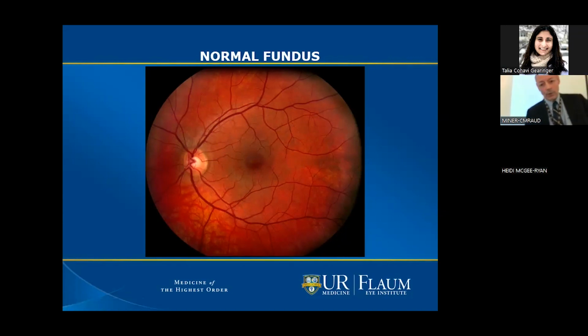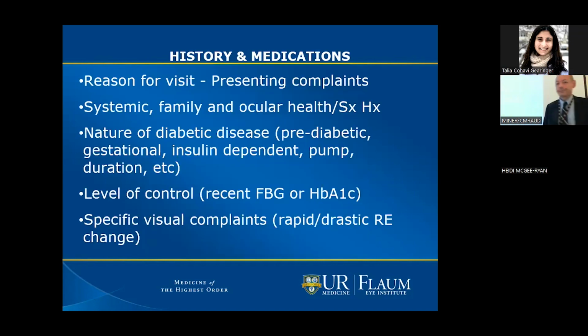Just a quick note, as I'm sure you're all aware, the central part of the retina, the fovea, is full of cones and therefore has all the detailed vision and all the color vision to it. So the peripheral retina, even though it can be affected with diabetes, does not always have the same impact on visual acuity as we measure it in the office.